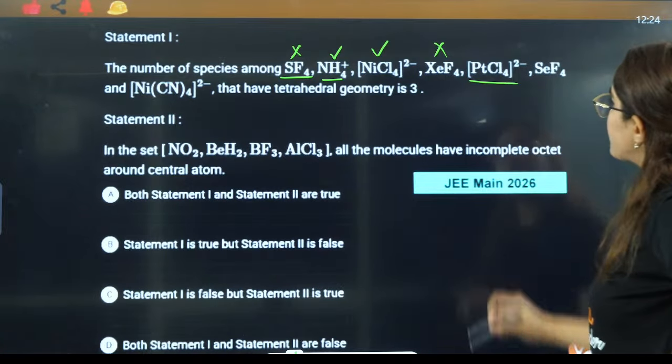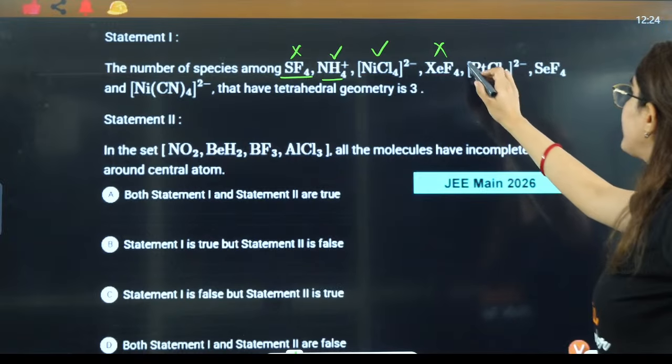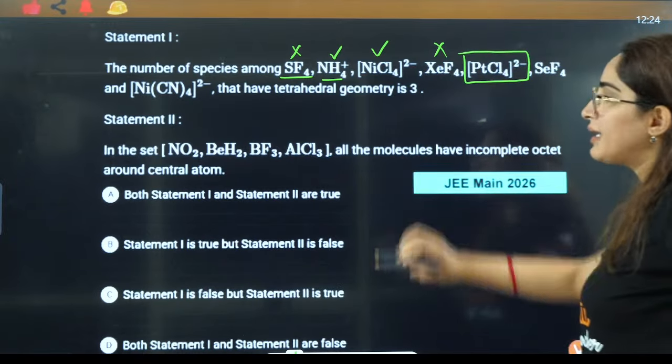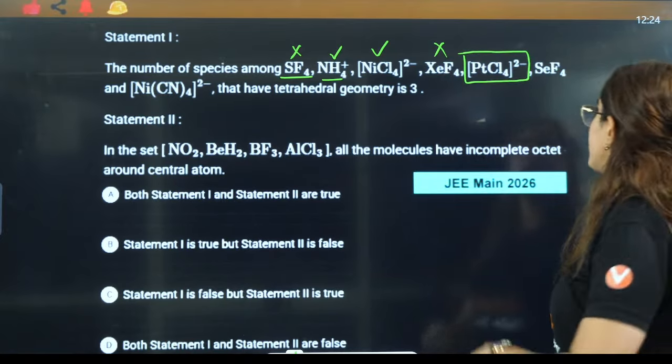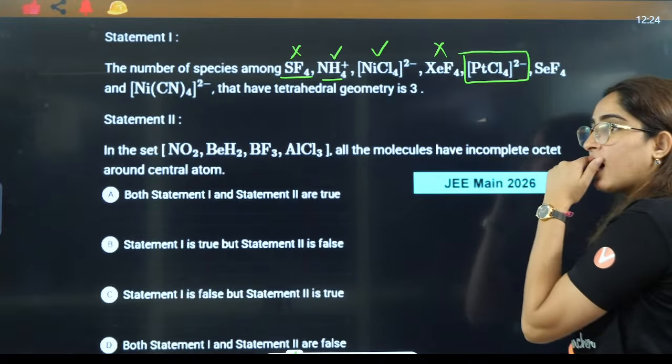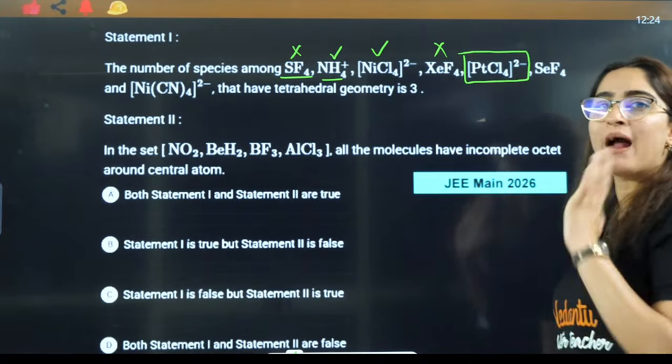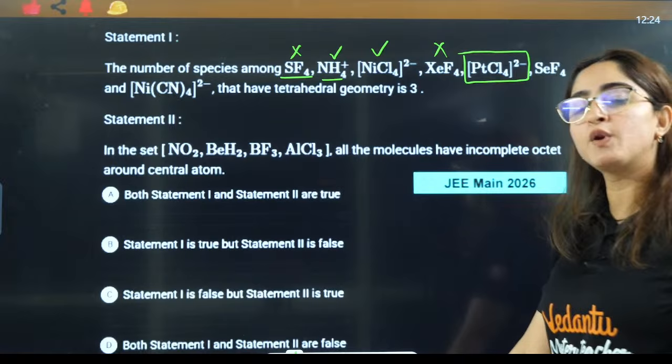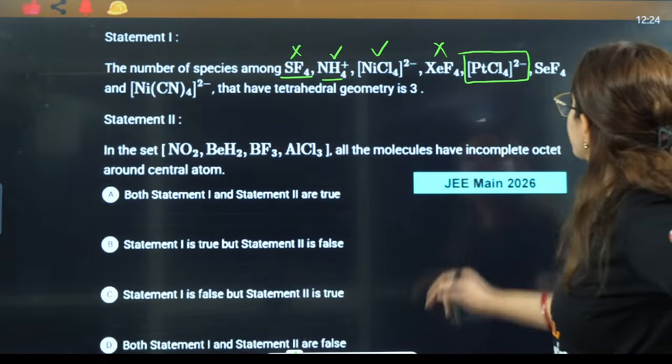In this case platinum, if you talk about the coordination number here, in case of platinum always remember that you will always cause pairing, no matter whether it is a weak or strong field ligand. So this is also not correct.